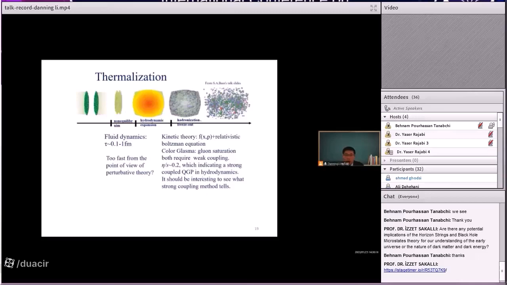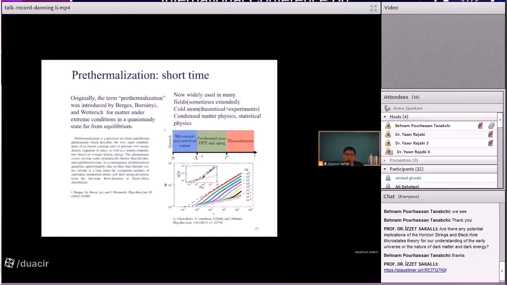Besides the thermalization, the late time, the early time, or the short time, actually the intermediate time behavior is also attracting more interest.